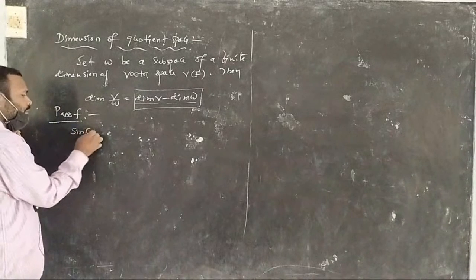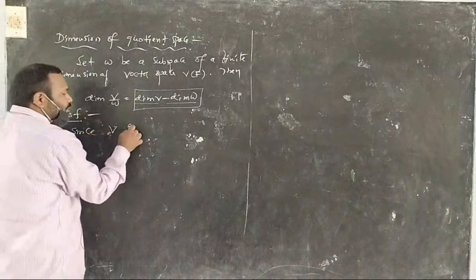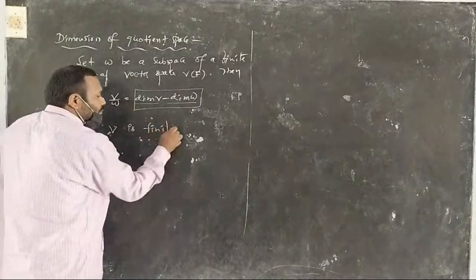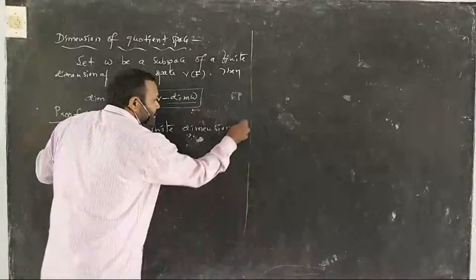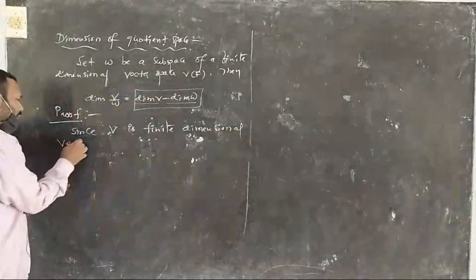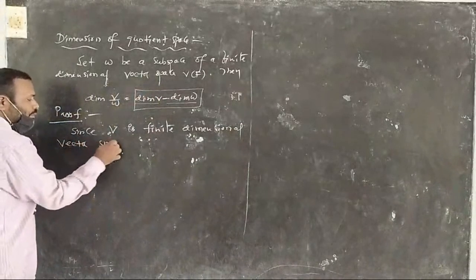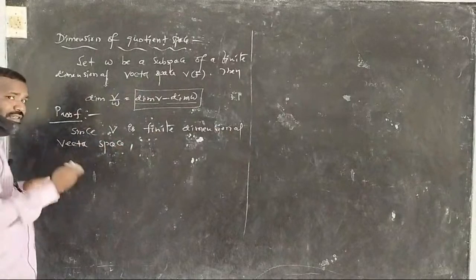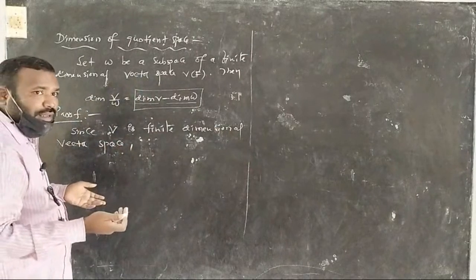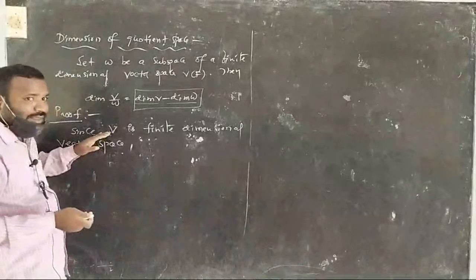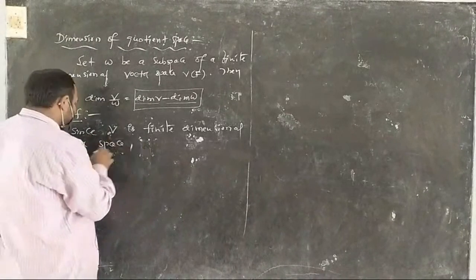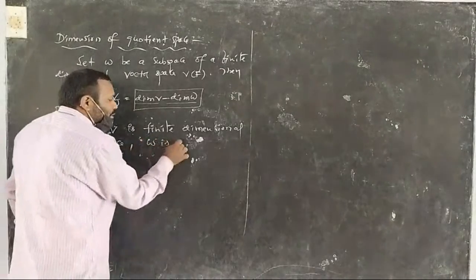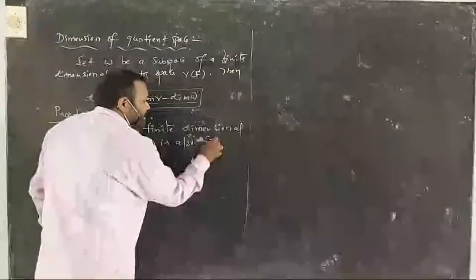Since V is a finite dimensional vector space, W is also finite dimensional. If V is finite dimensional, its subspace is also finite dimensional. W is also finite dimensional.